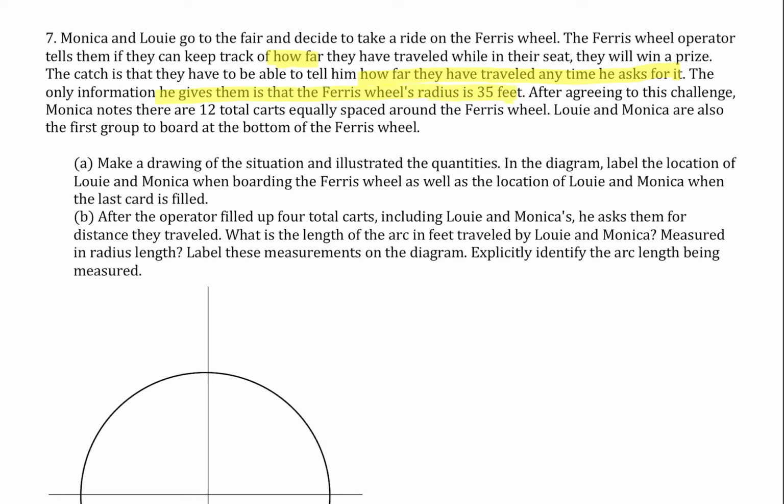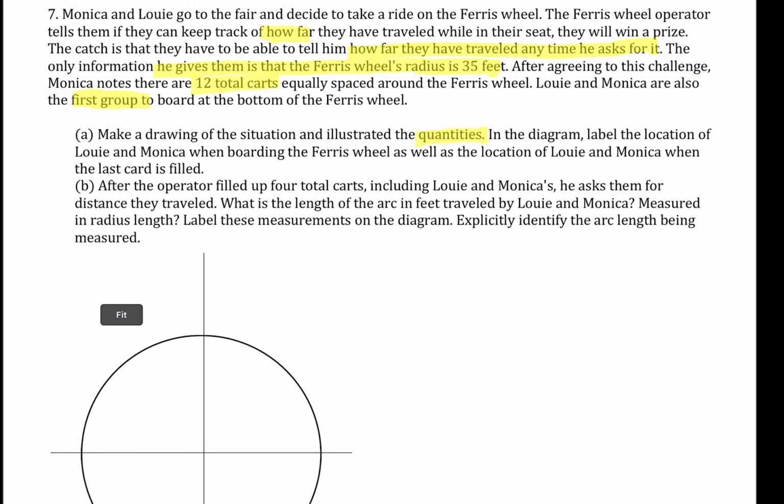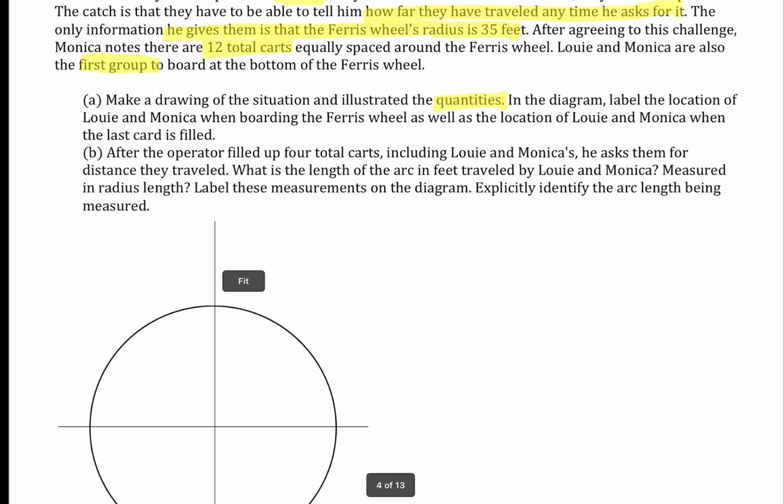After agreeing to the challenge, Monica knows that there are a total of 12 carts equally spaced around the Ferris wheel, and Louis and Monica are also the first group to board. So make a drawing of the situation, illustrate quantities in the diagram, and label the location of Louis and Monica boarding the Ferris wheel, as well as their location when the last cart is filled. We're going to do A together, then I'll have you try B by yourself.